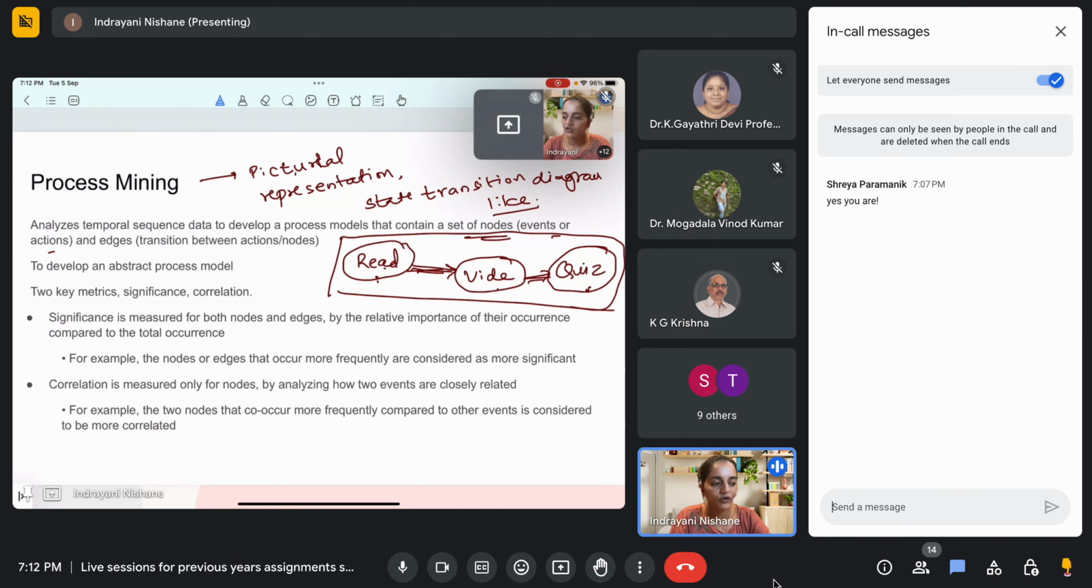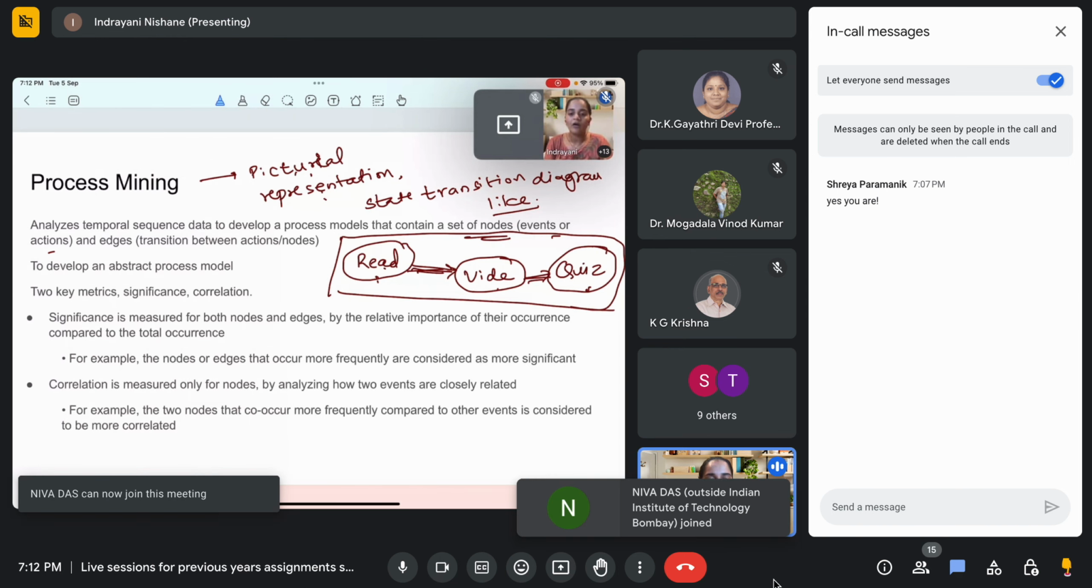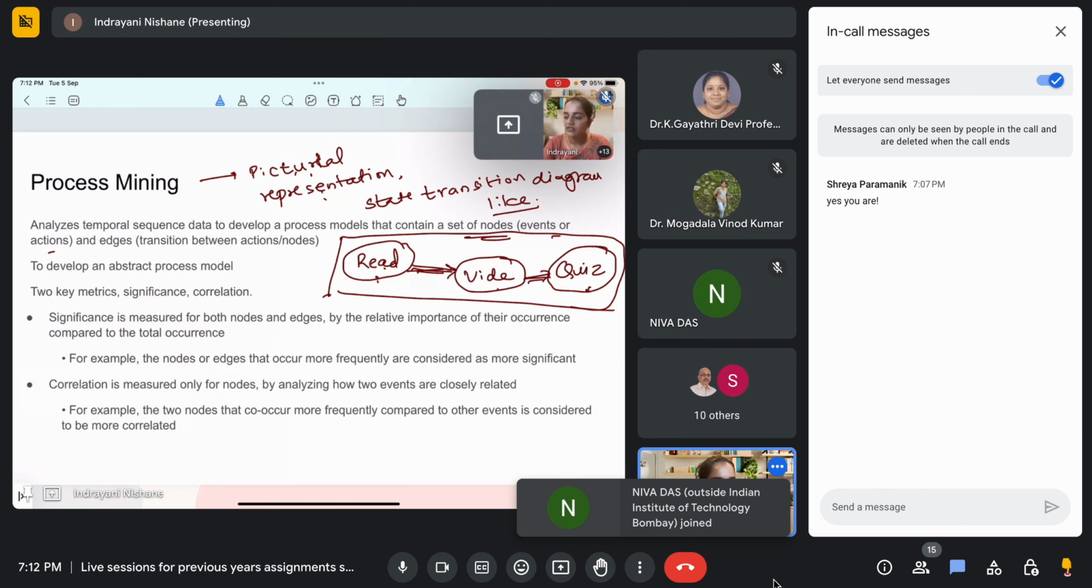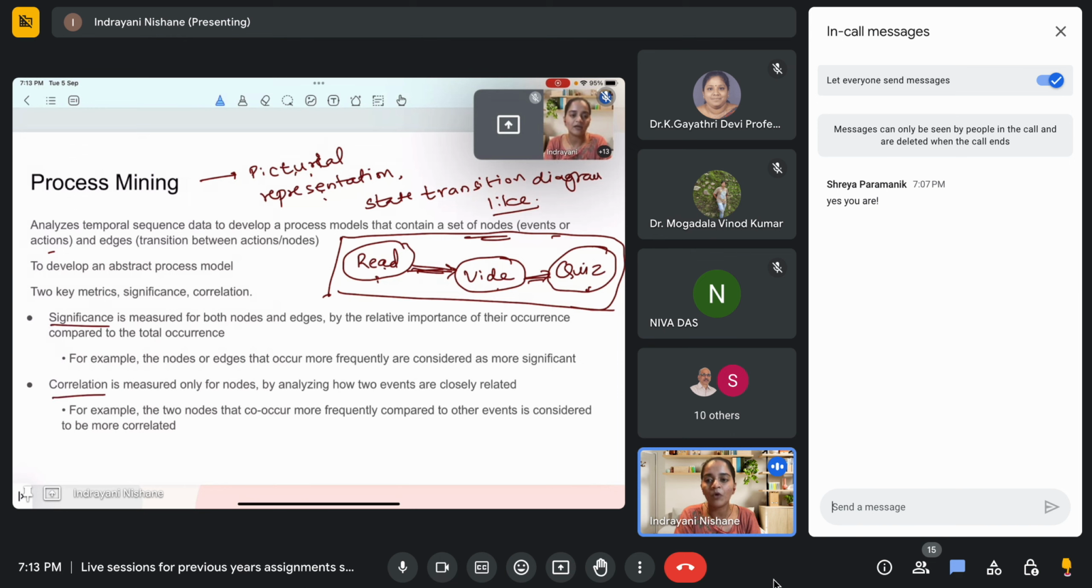Yeah, so pictorial representation: at some time if there are 60 different actions, you can't show all 60 different actions. So you have to create one level of abstraction for that representation. For this abstraction, you can't just randomly choose actions and drop them. So we consider significance and correlation as the important metrics to make our decision on which nodes and which edges to keep in our process model and which not to keep.